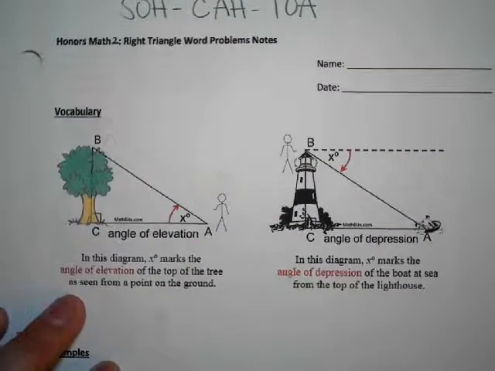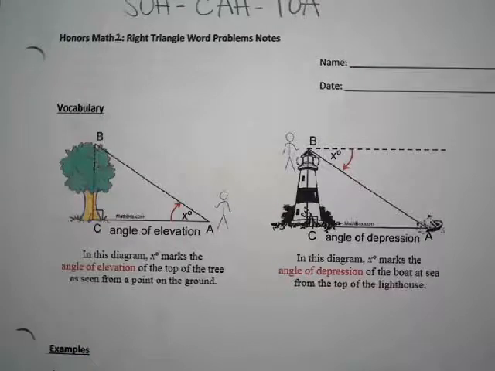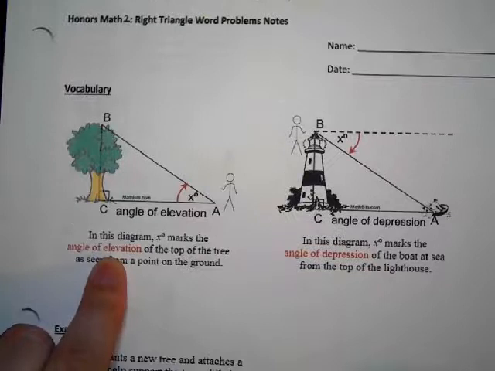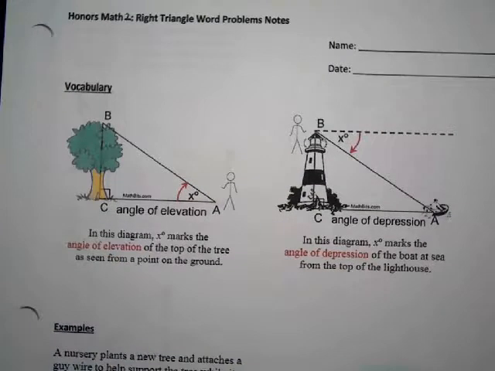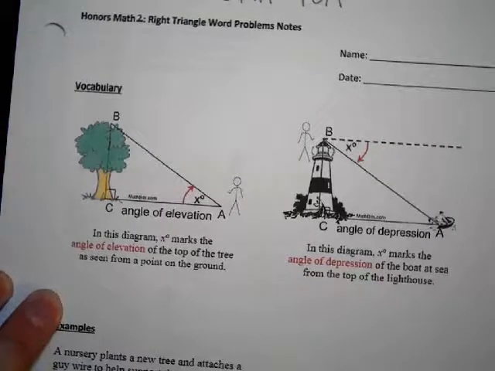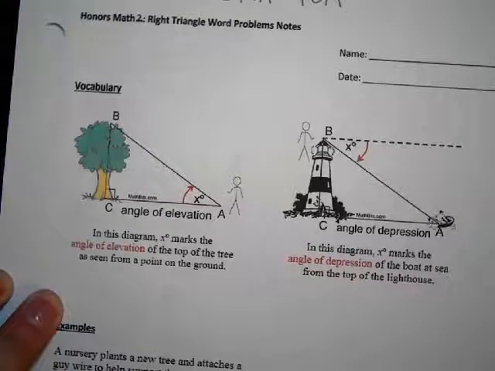Okay. The two things we are learning about today is, this is word problems, but there's two vocabulary terms that are going to be in today's word problems. One of them is angle of elevation, the other is angle of depression. So angle of elevation means that you look straight out and up. Your angle is elevated, okay?